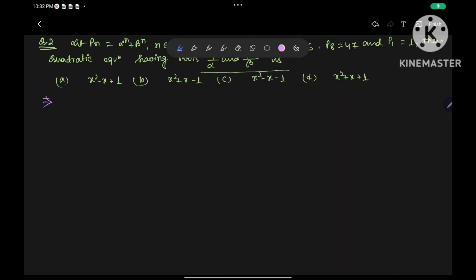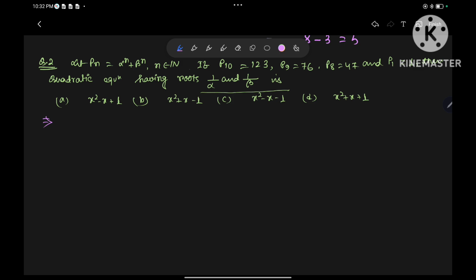Yes, this is question number 2. What is given is: let Pn equals to alpha power n plus beta power n, n belongs to the natural numbers, and if P10 equals 123, P9 equals 76, P8 equals 47 and P1 equals 1 is given, then we have to find the quadratic equation whose roots are 1 by alpha and 1 by beta.